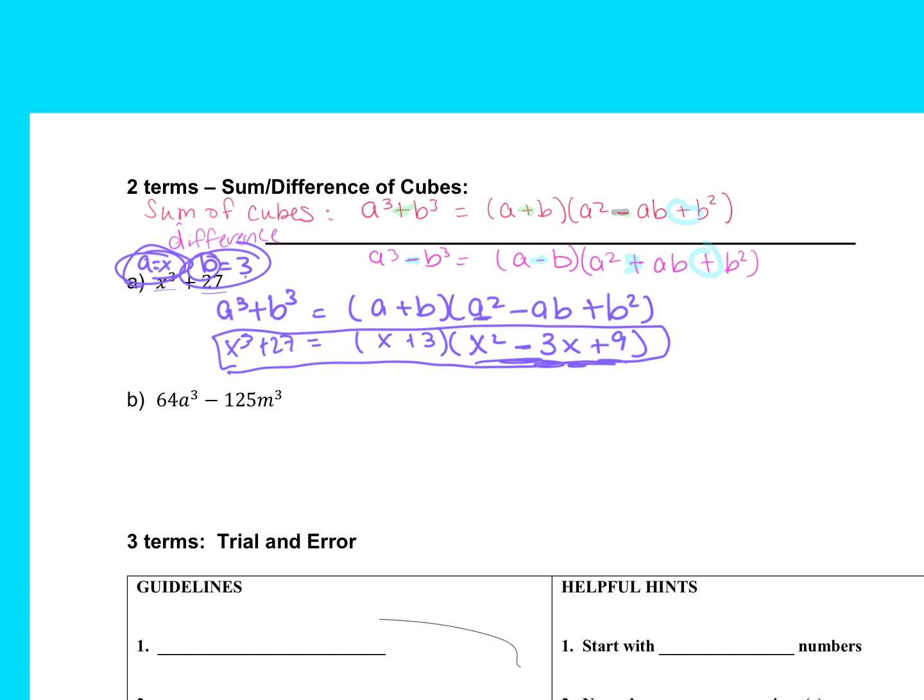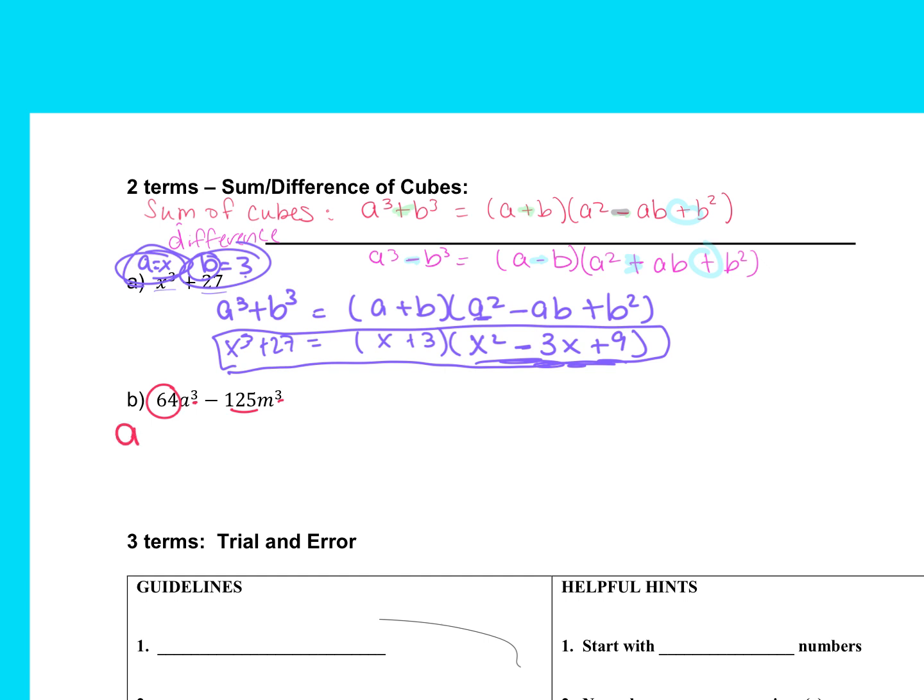All right, let's look at this next part. We have the next problem, letter b, 64a cubed minus 125m cubed. I'm looking at perfect cubes this time, so can I take the cube root of 64 and come out with a nice number, not a decimal? Yes, the cube root of 64 is 4. I know this is a cube because I got a 3 there. Is 125 a perfect cube? Yes, because the cube root of 125 is 5, because 5 times 5 times 5 gives me 125. And then this one right here is also a perfect cube.